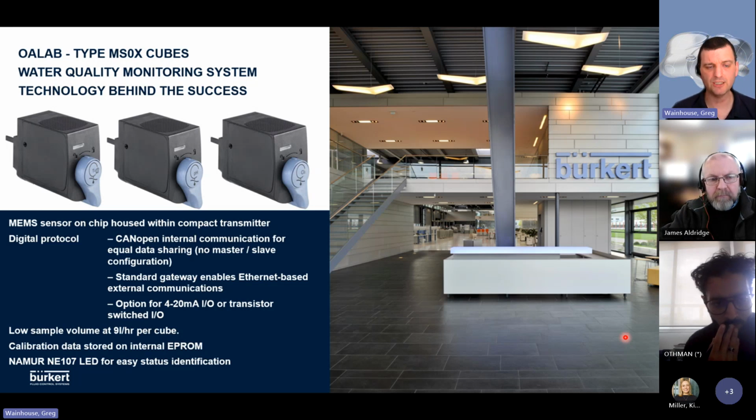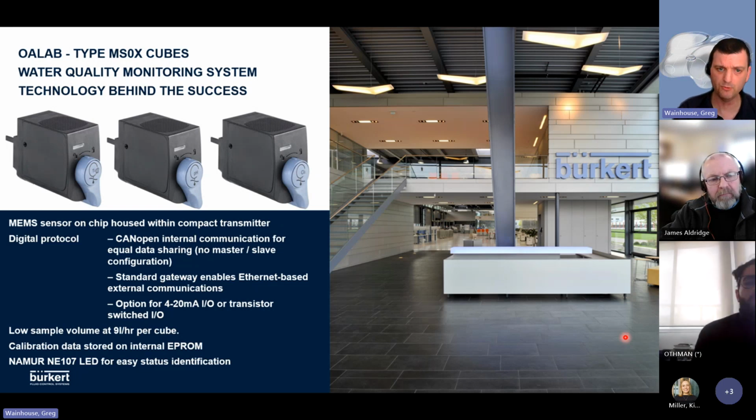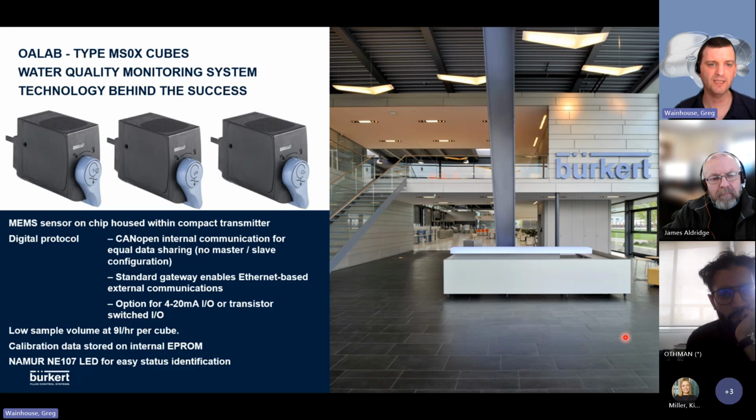All the calibration data as well, when we calibrate our cubes, is stored on the internal EEPROM. Whereas with traditional glass probes, you have to calibrate the probe with the transmitter, and if you remove that probe and pair it with a different transmitter, you have to recalibrate again. Now, there are some manufacturers putting little chips within the glass probe that allow you to do the calibration and then move it about. But traditional glass probes don't have that.